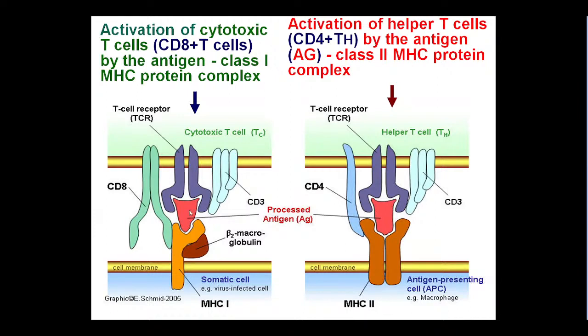After this recognition, the CD8 receptor must react to the MHC1, confirming that this somatic cell belongs to the family of cells to which this T cell belongs. It means cells of the same organism. After that, the signal is transferred from the TCR to the CD3, and after that to the nucleus.